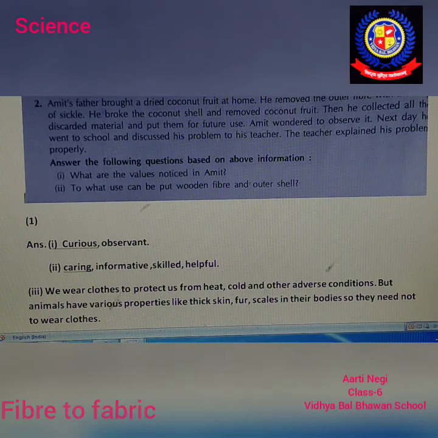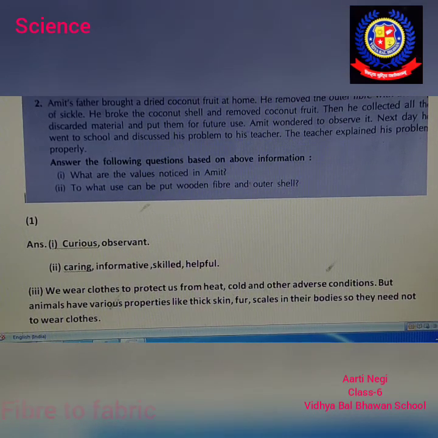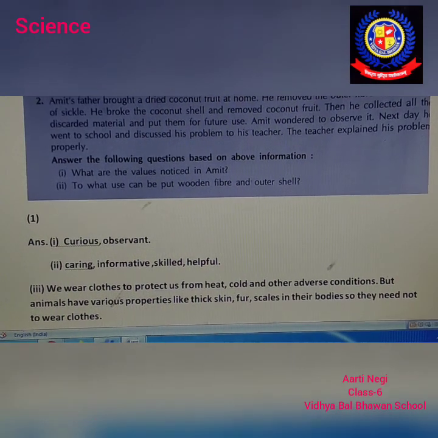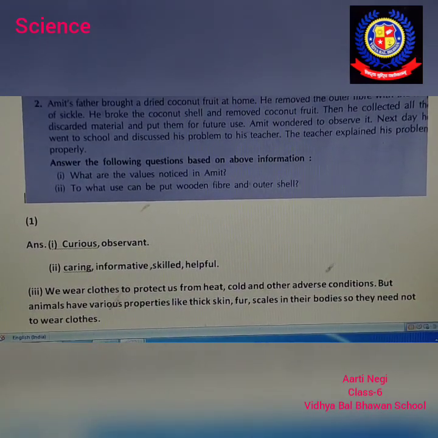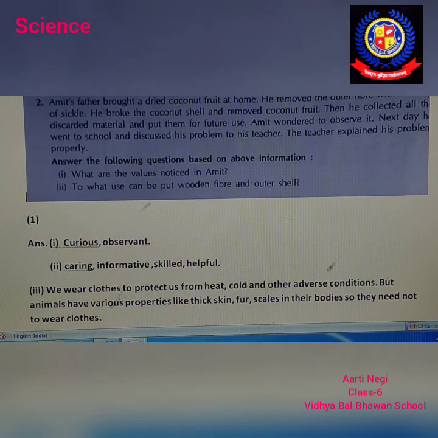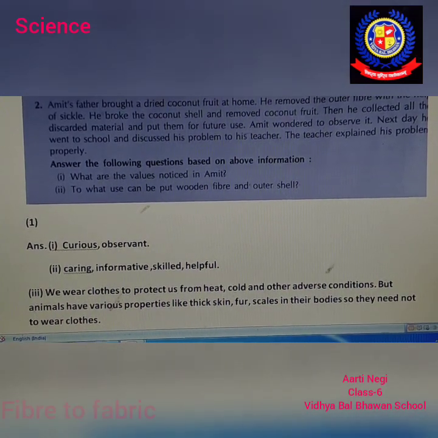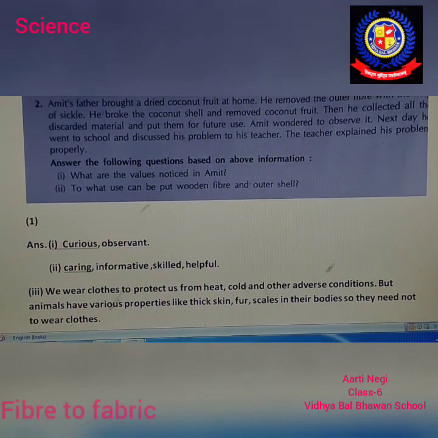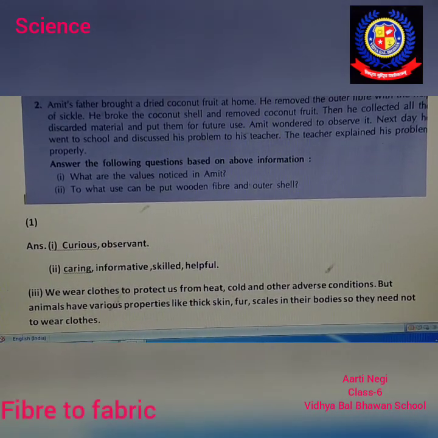Next day he went to school and discussed his problem with his teacher. The teacher explained his problem properly. So the questions are on the basis of this condition: what are the values noticed in Amit? And question number 2, to what use can the wooden fiber and outer shell be put?